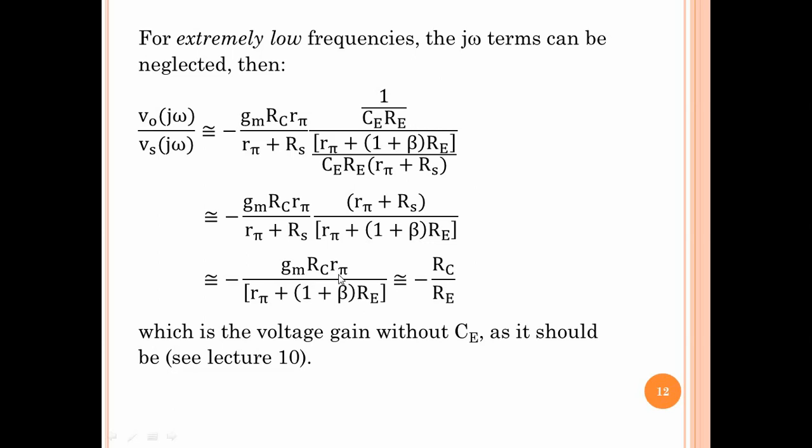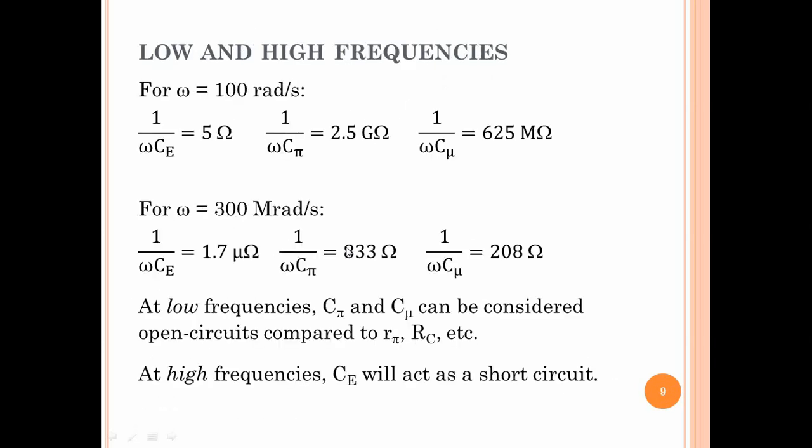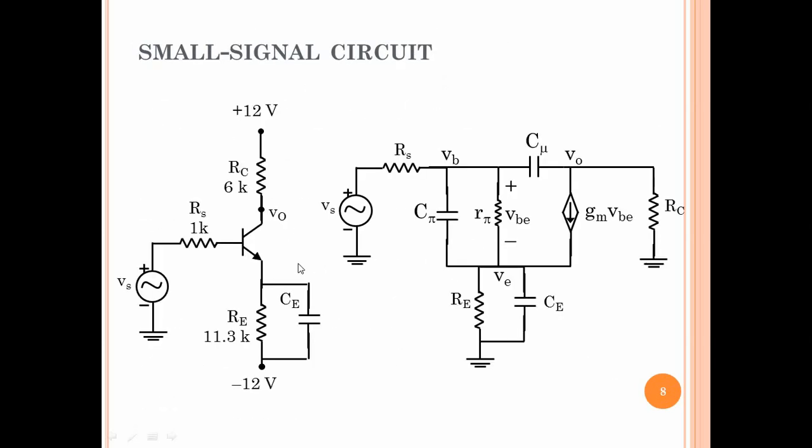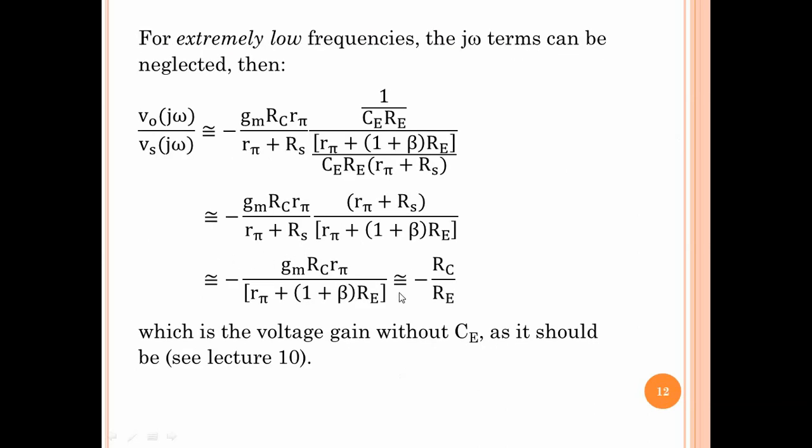Now I don't know if this rings a bell, but this in fact is the voltage gain we had derived for this circuit without CE. If CE is not there, we had RC, RE. We didn't have RS, but somehow RS is not there, so you think about it. But this expression is familiar.